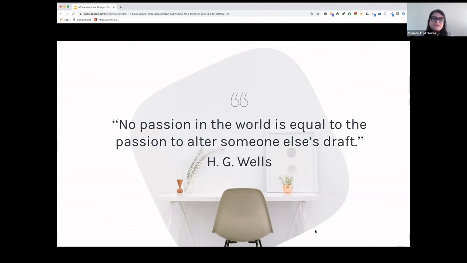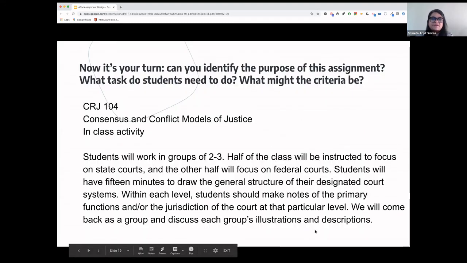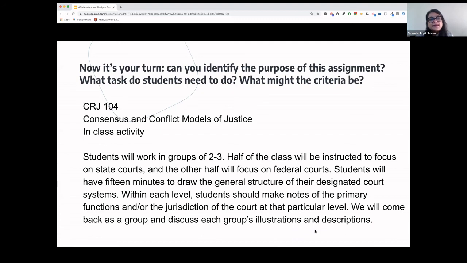So there's an interesting quote here on the screen. No passion in the world is equal to the passion to alter someone else's draft. So basically, we are looking at someone else's draft here, and we will try to implement some of the things that we have discussed so far. You can take about 2 minutes to go through this prompt that's up there on the screen and see how you would modify this to identify purpose, task, and criteria for this particular assignment. So take your time and keep those ideas coming through the chat box.